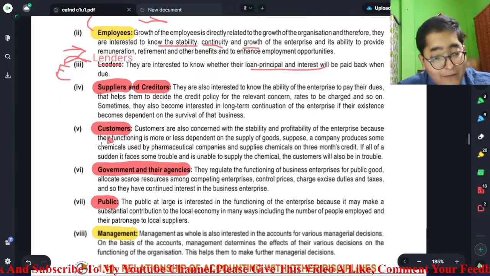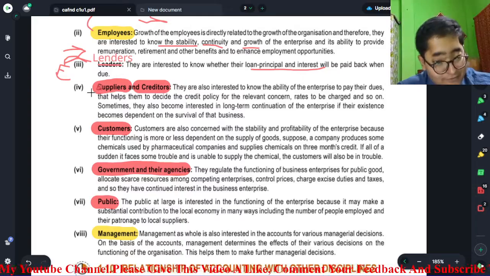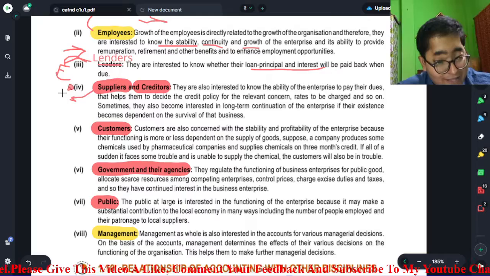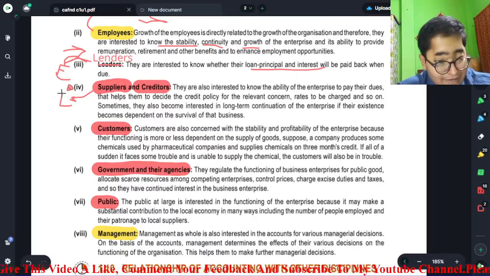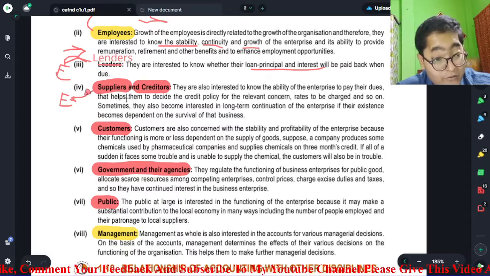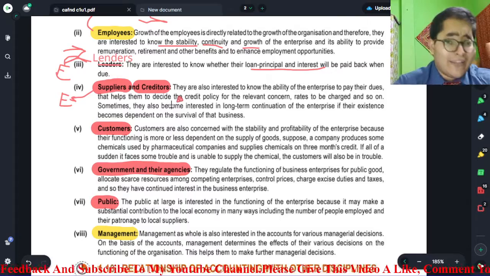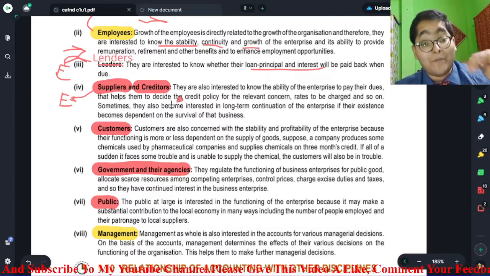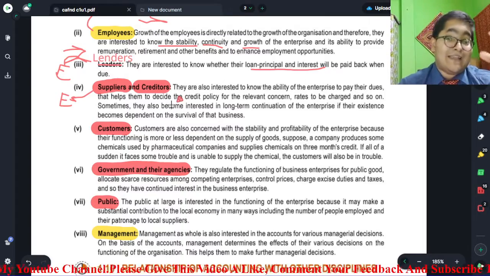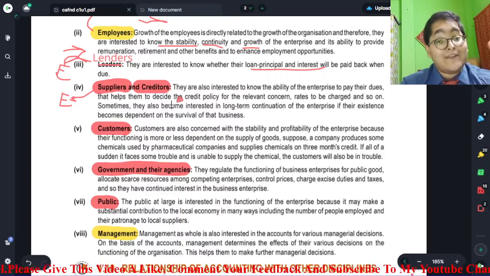Now comes suppliers and creditors. Suppliers and creditors are external users because they are indirectly related to the business. They are not interested in the functioning of the business. They are interested in their own profits. If they give credit to the company, will they be able to recover the same back? That is their main reason or main motive behind studying the financial information.